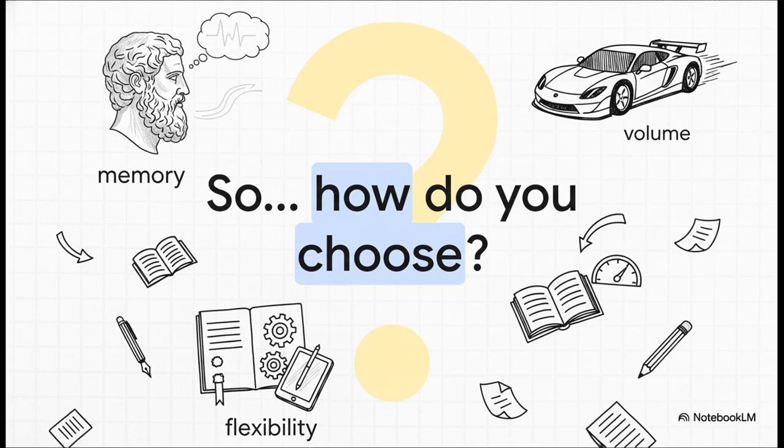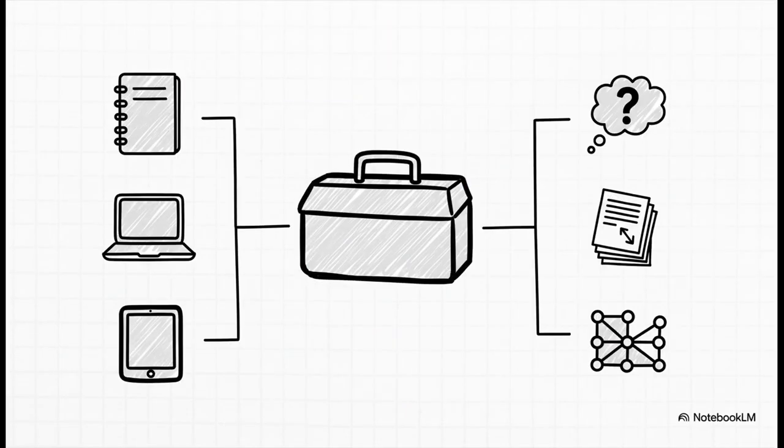So how on earth do you decide which one to commit to? And here it is. This is the single most important thing you need to take away from all this. You need to stop asking, am I a paper person or a laptop person? And you need to start asking, what is the best tool for the specific task I am doing right now?